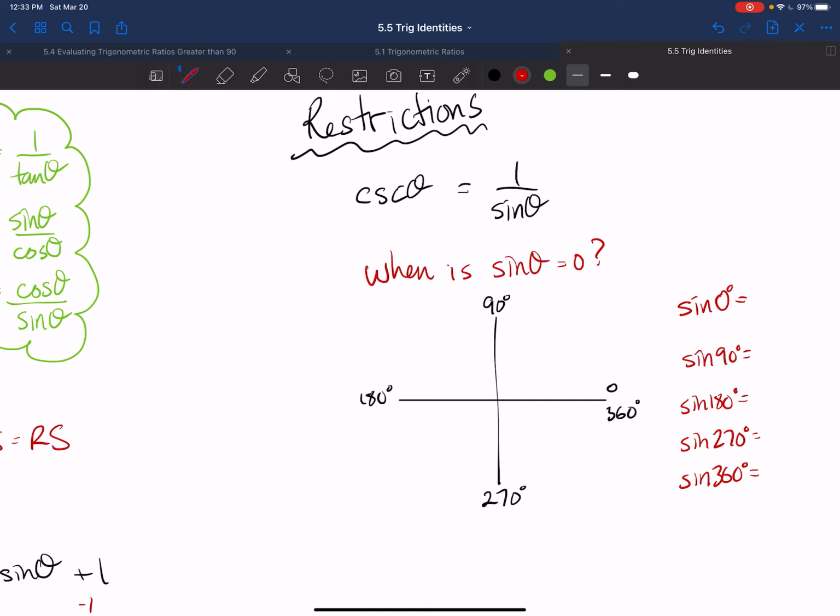So the sine of 0 is 0. I just know that. The sine of 90 is 1. The sine of 180 is 0, negative 1, and 0. So that means our restrictions are when sine is 0: sine of 0, sine of 180, and sine of 360.